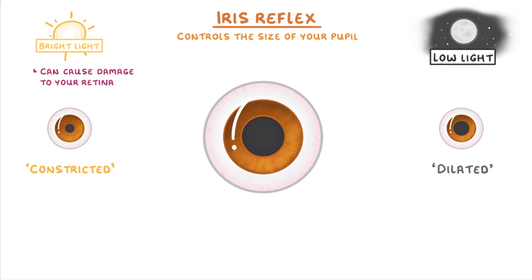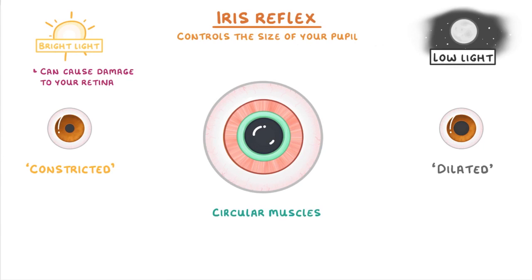To control this process, the iris is made up of two different types of muscles. On the inside are these circular muscles that stretch around the pupil like circles. And then around the outside are the radial muscles. And you can remember that they're called radial muscles because they stretch from the inside to the outside, like the radius of a circle.